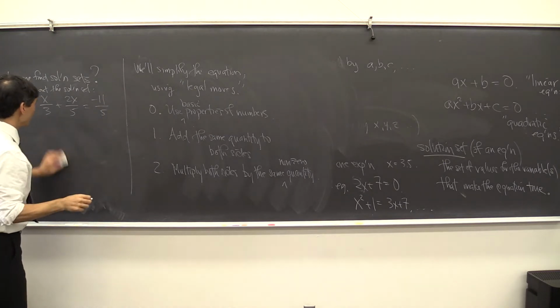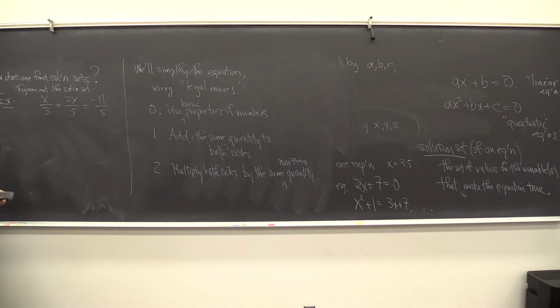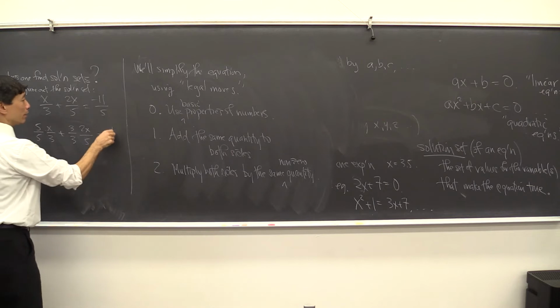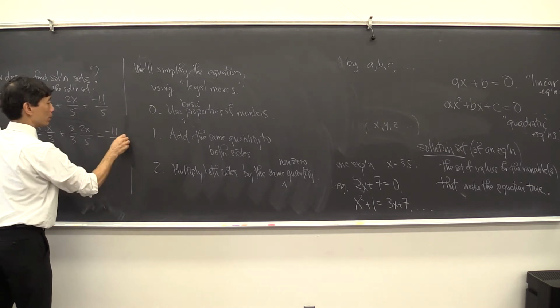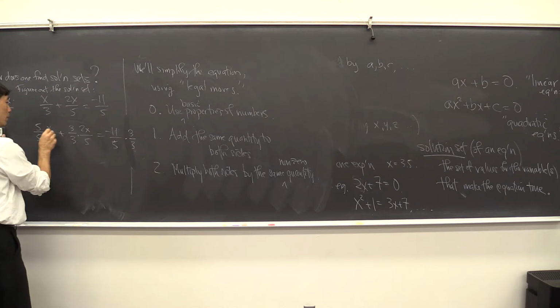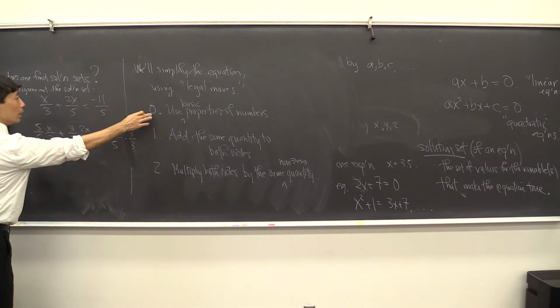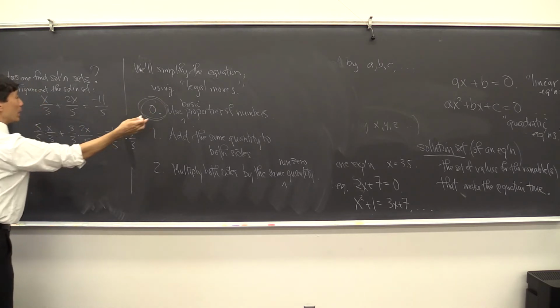yeah, this is, again, what I've been calling multiplying by 1, right? So I'm multiplying this guy by 5 over 5, right? I'm multiplying this guy by 3 over 3. I'm multiplying this guy by 3 over 3 also. Okay, right? And I'm doing that in order to get a common denominator, right? So that it'll be easy to work with. So what I'm doing is using the basic properties of numbers.